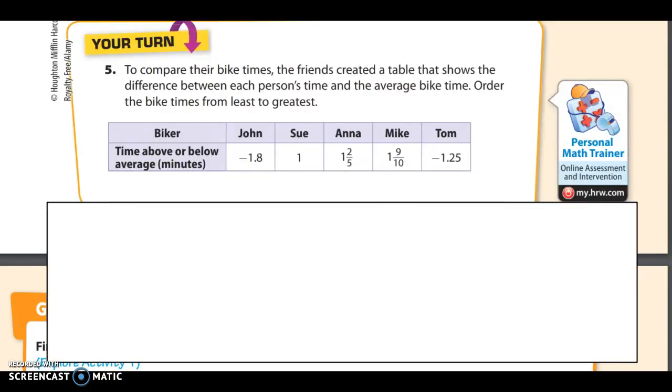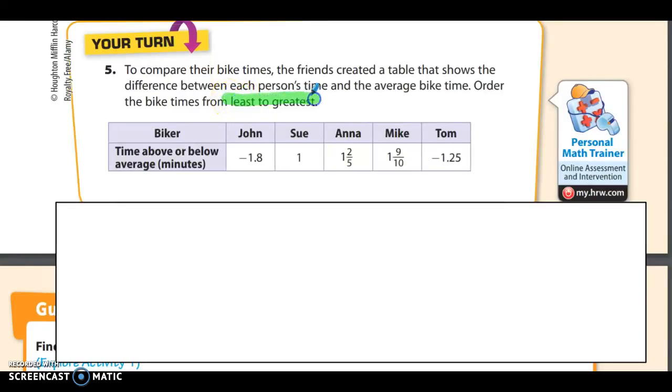All right, so your turn at the bottom of the page. Try this problem and then check your answer using this video, or fix your answer using this video. Number 5 reads, to compare their bike times, the friends create a table that shows the difference between each person's time and the average bike time, or the bike times from least to greatest. So first of all, we're going to do least to greatest.